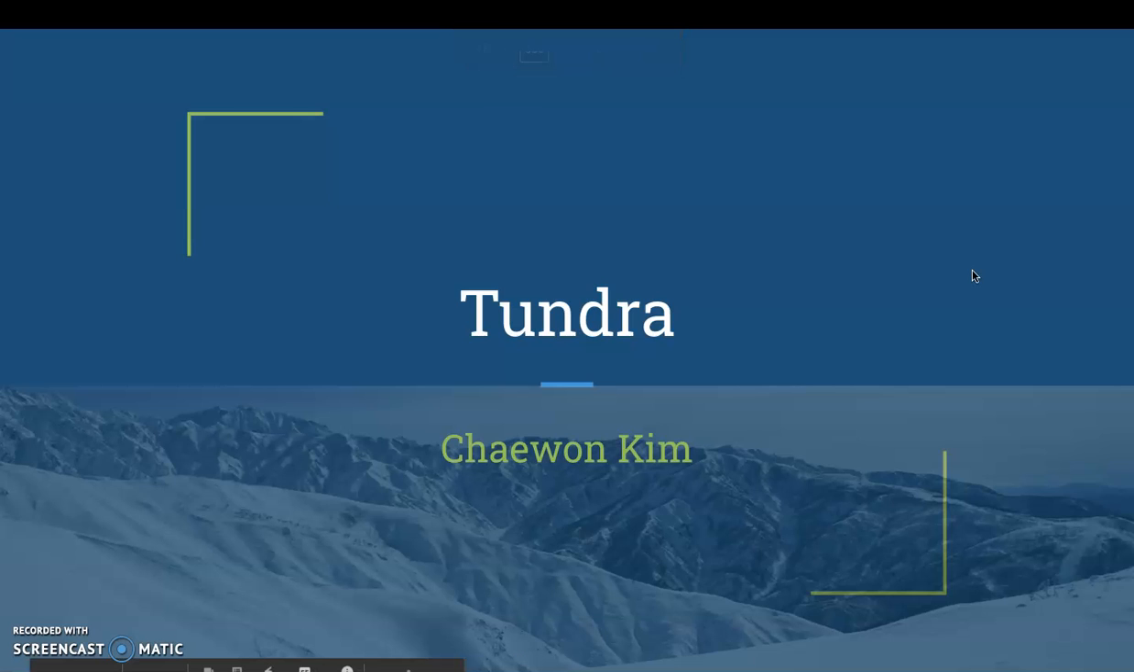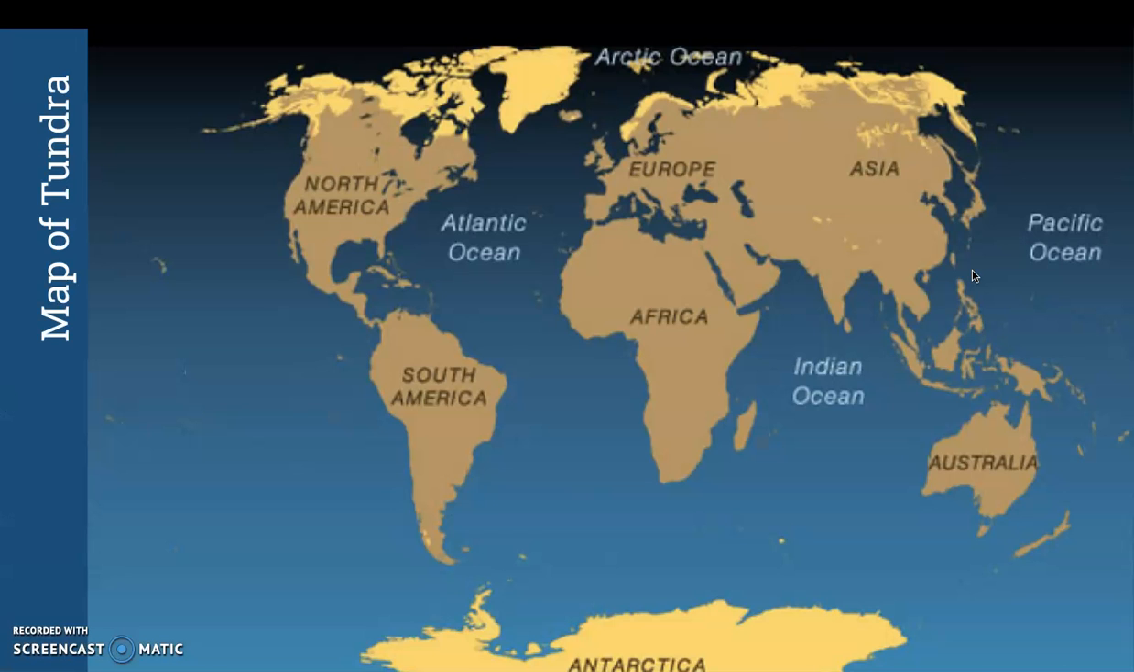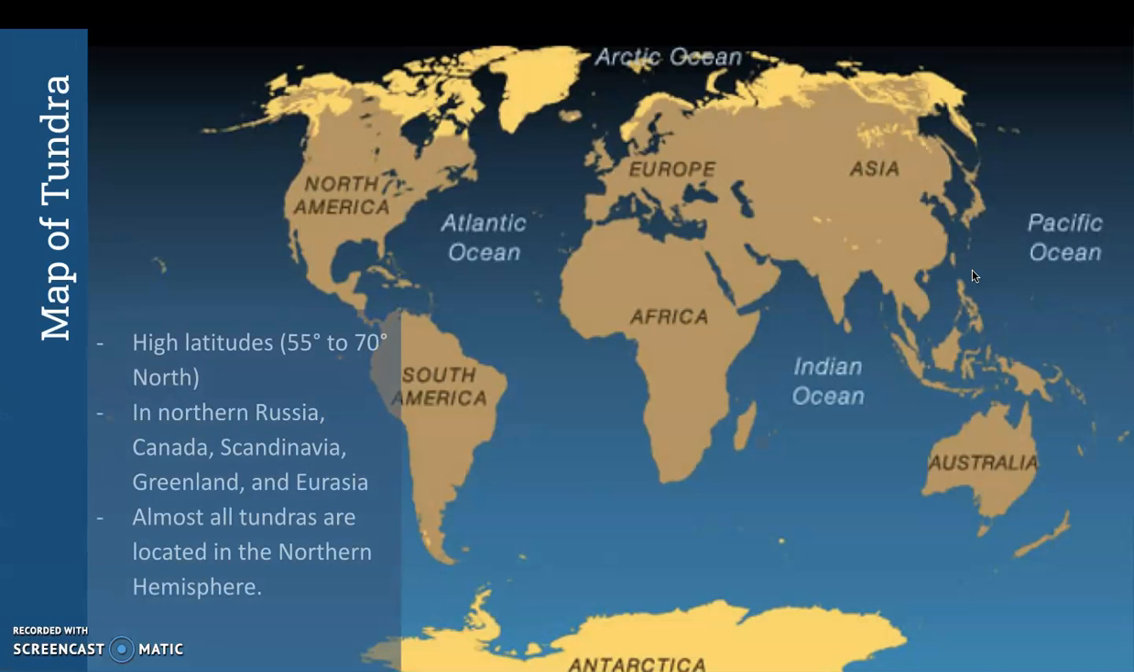Hello, I'm going to present about tundra, which is the coldest biome on the Earth with low temperature and low precipitation. This is a map of tundra. It's located in high altitude latitudes from 55 to 70 degrees north, and it's in northern Russia, Canada, Scandinavia, Greenland, and Eurasia. Almost all tundras are located in the northern hemisphere.